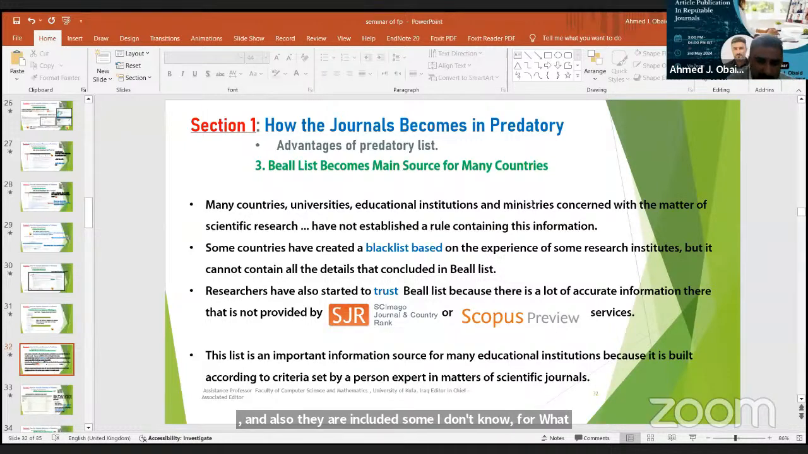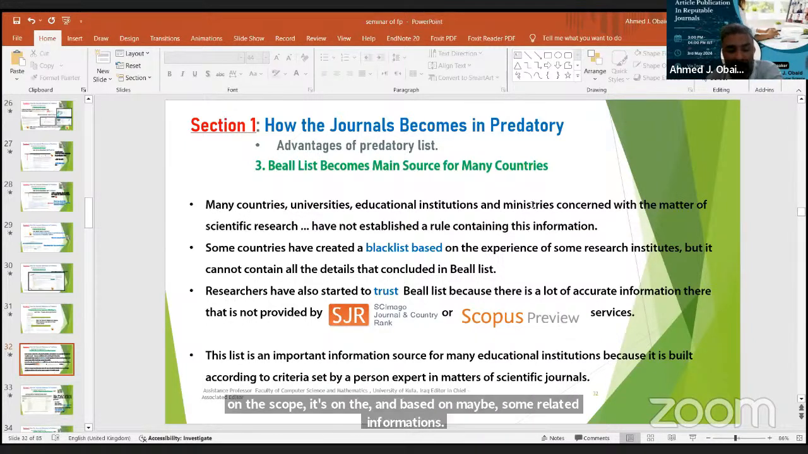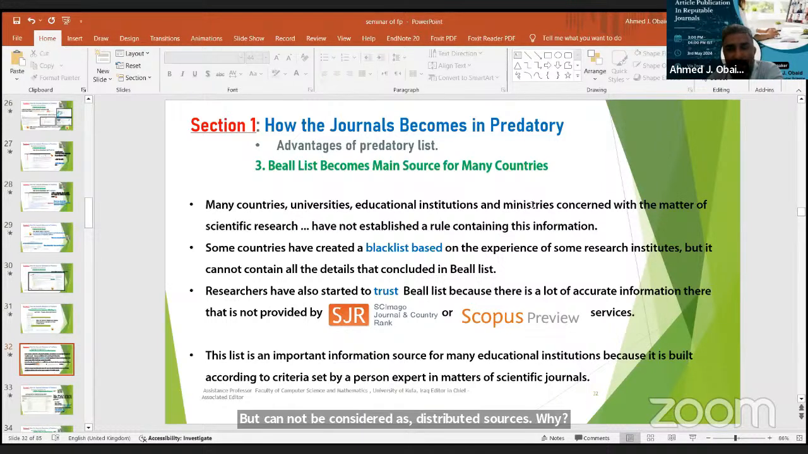What we summarize from the previous slides is that SCImago and Scopus at the current time cannot be considered reputed sources to check or to announce that every journal is a reputed journal. Maybe they will help us to select a journal based on the scope, based on the quartile, and some related information, but they cannot be considered reputed sources. Why? Because currently the links are not included in the journal search for Scopus.